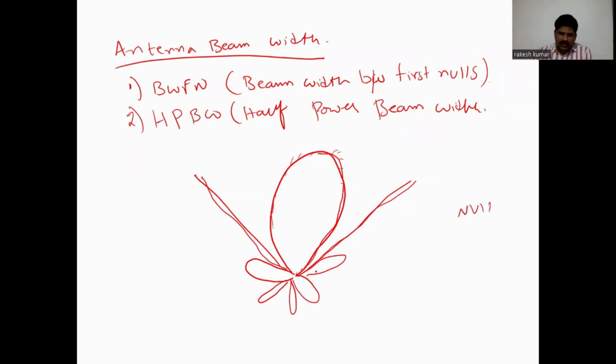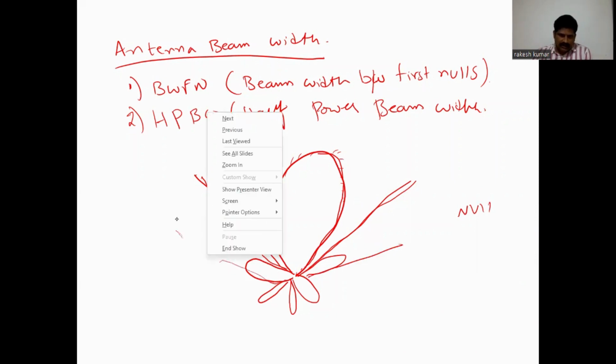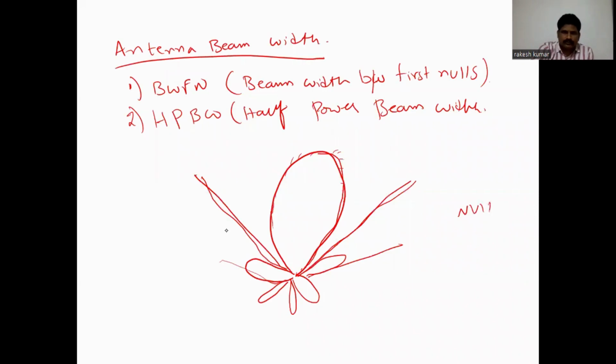This is the first null, and if you observe here, this is your second null. So the angle subtended between the first nulls is called the beam width between first nulls. This is in the case of the linear plot.